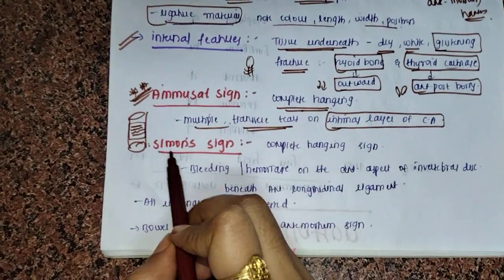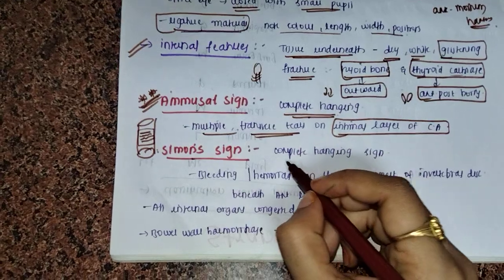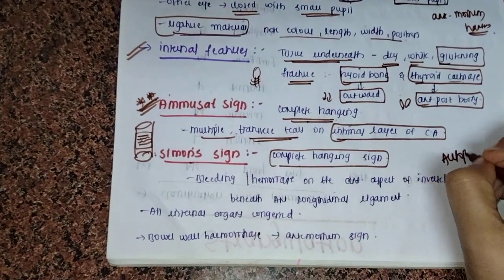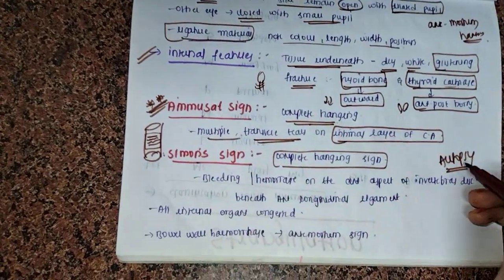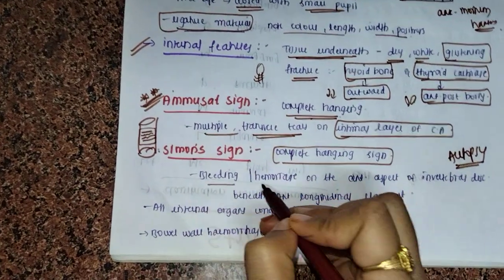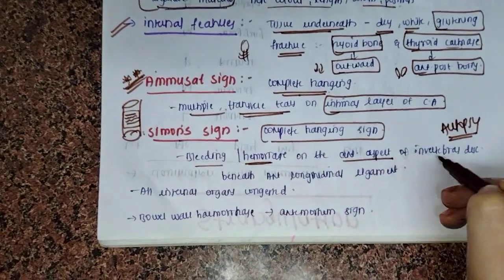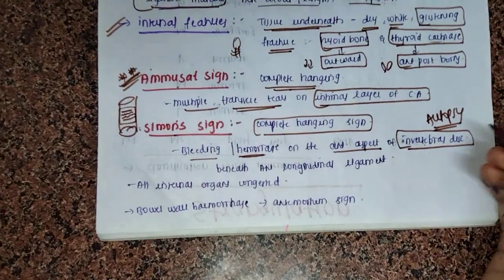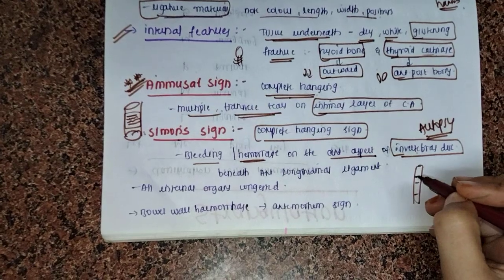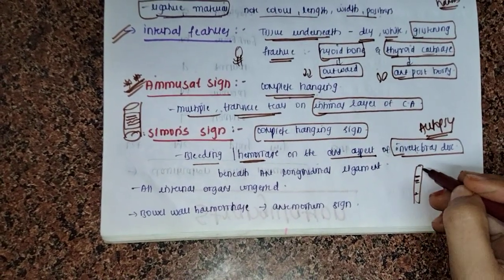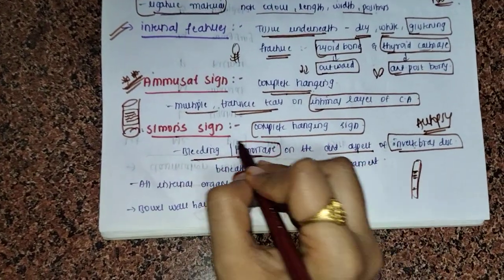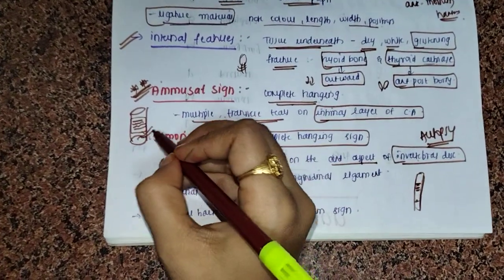Another one you are going to see is Simpson sign. Simpson sign is also seen in complete hanging. These two you are going to see in autopsy procedures. In Simpson sign, there is bleeding or hemorrhage on the anterior aspect of the intervertebral disc. This is the spine, and these are the intervertebral discs, beneath the longitudinal ligament. Beneath the longitudinal ligament you are going to see bleeding or hemorrhages. This is known as Simpson's sign.